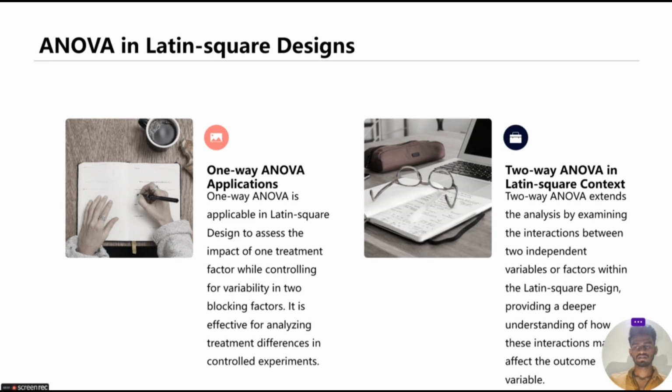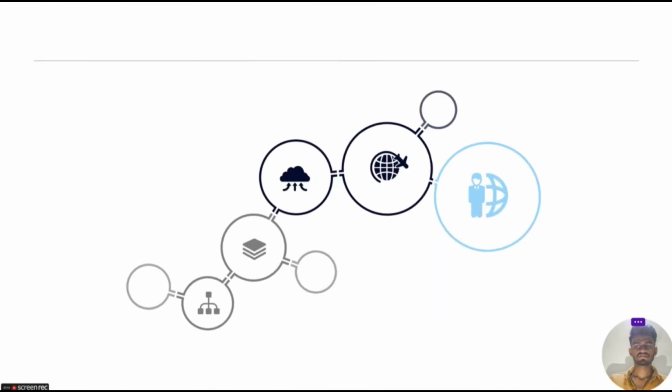Two-way ANOVA in Latin square contexts. Two-way ANOVA extends the analysis by examining the interactions between two independent variable factors, with the Latin square design providing a deeper understanding of how these interactions may affect outcome variables.